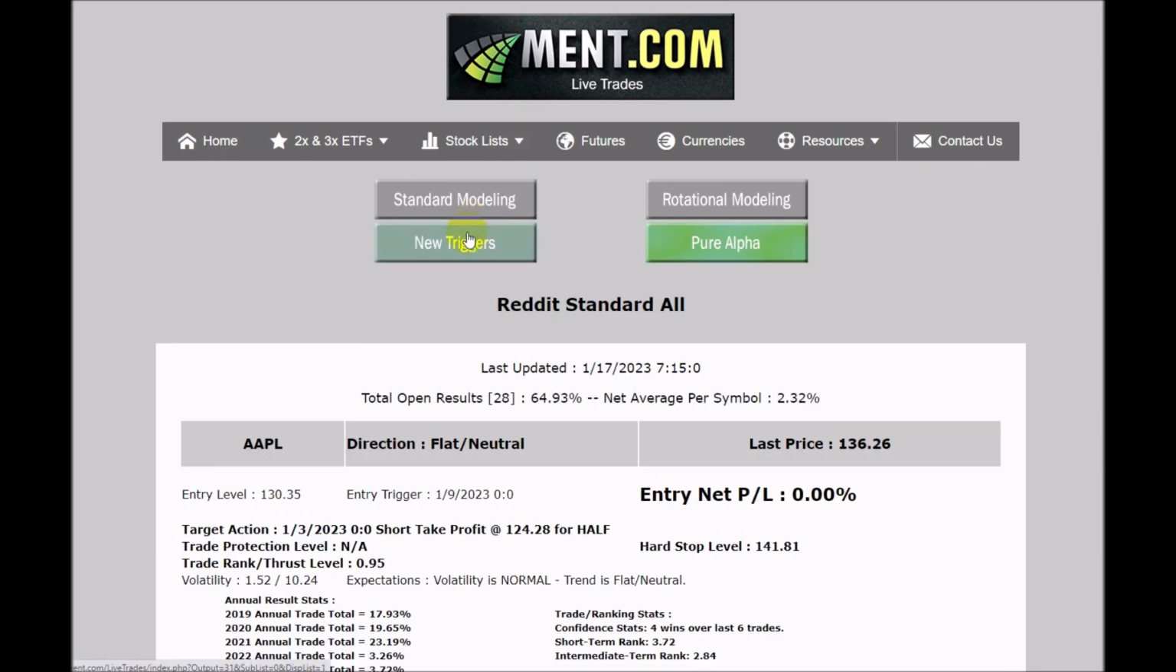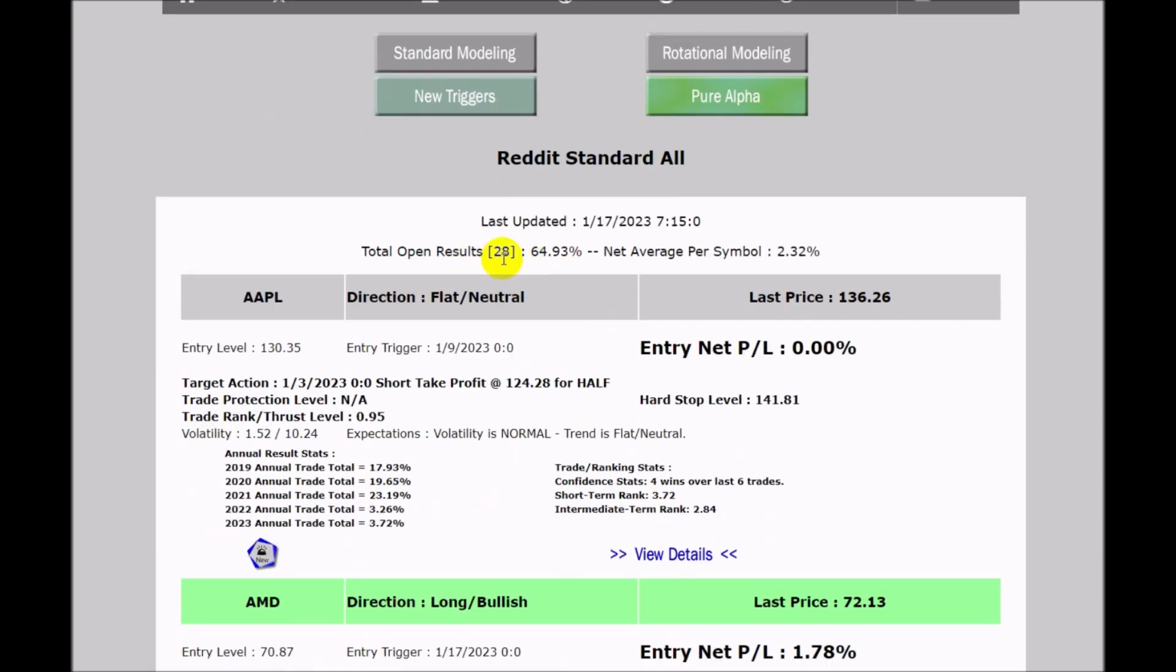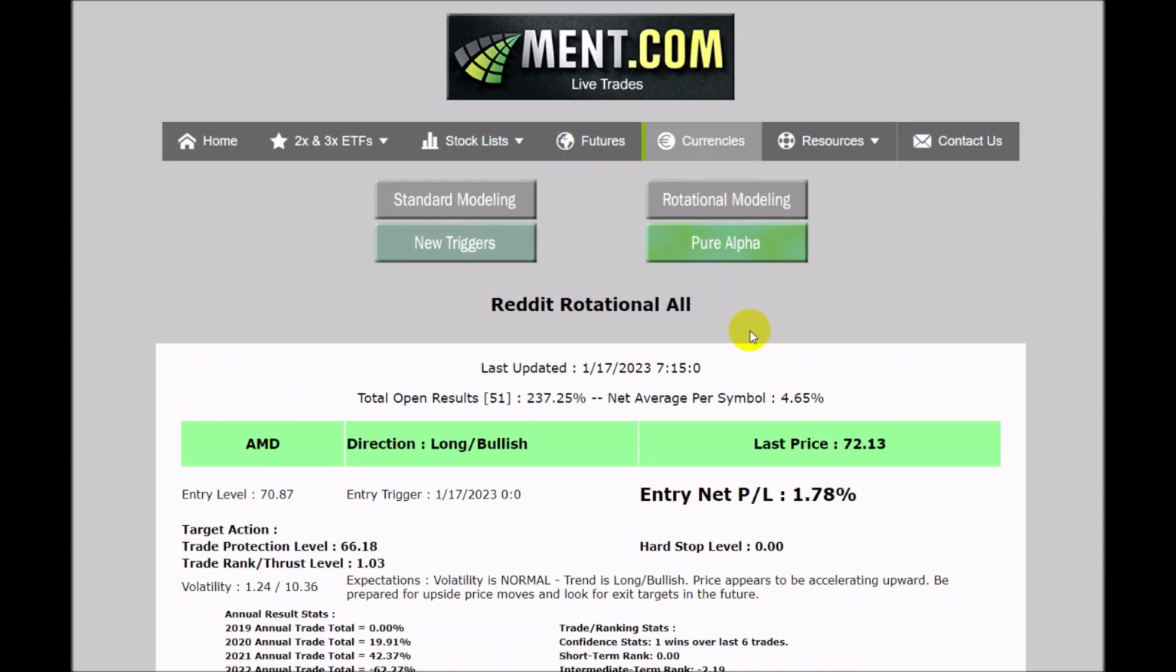And again, when you take a look at these, we've got 28 active trade triggers right now, totaling 64% on this Reddit standard list, averaging 2.32% per trade. We go to rotational modeling system. We've got 51 active trade triggers, averaging 4.65% per trade.